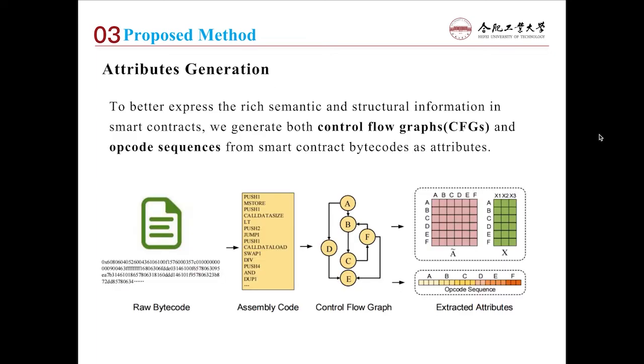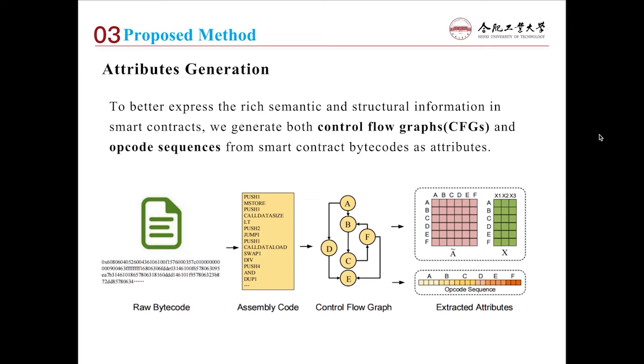To better express the rich semantic and structural information in smart contracts, we generate both control flow graphs and opcode sequences from smart contract bytecodes as attributes. Here's a picture illustrating the workflow of attributes generation from smart contract bytecode. First, we represent the smart contract bytecodes as CFGs. Every node in a CFG represents a basic block consisting of a sequence of opcodes.